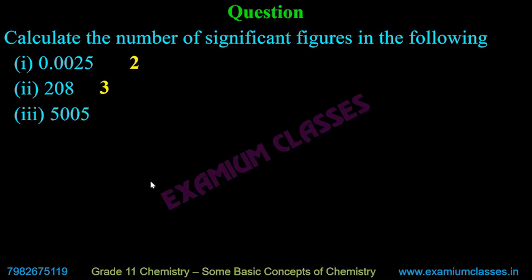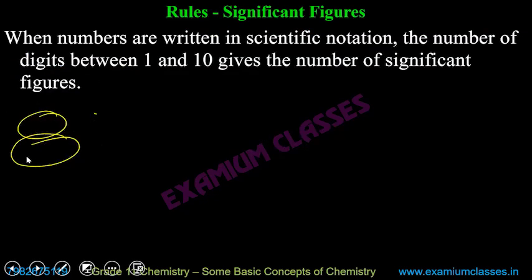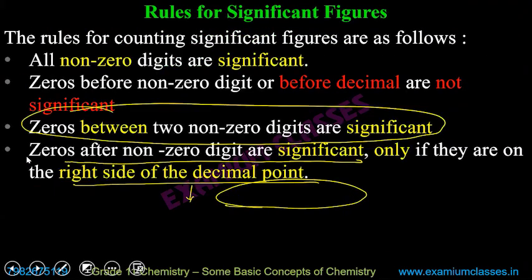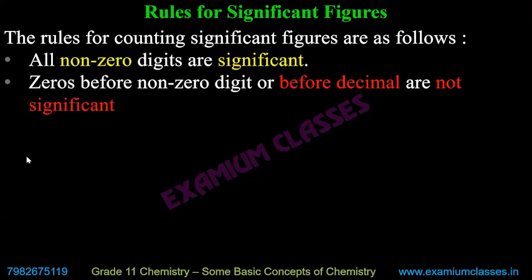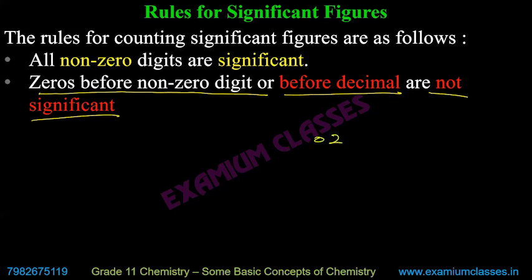Sir, could you tell once more why there are only 2 significant figures in the first question? In the first one, okay. Zeros before non-zero digits or before the decimal are not significant. Zeros before a non-zero digit are not significant. Or before the decimal, 0.002, this is not significant.